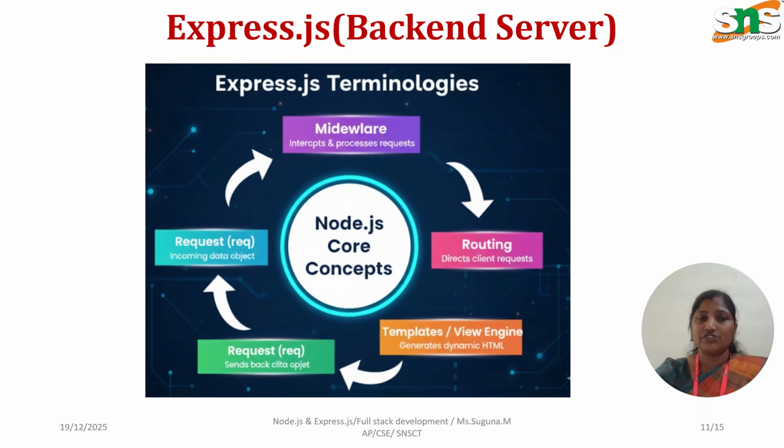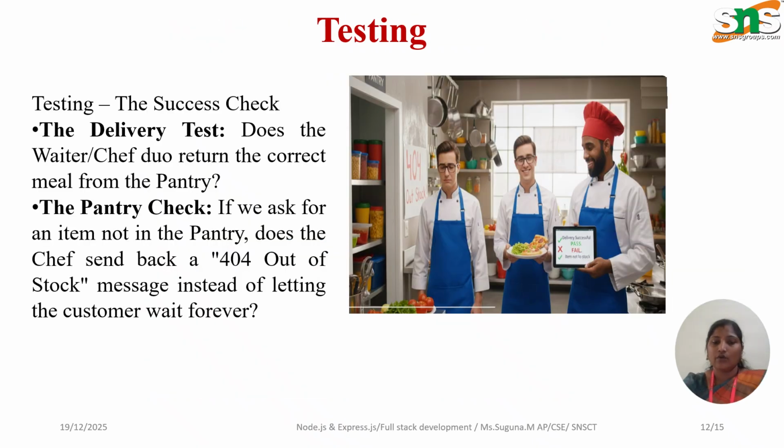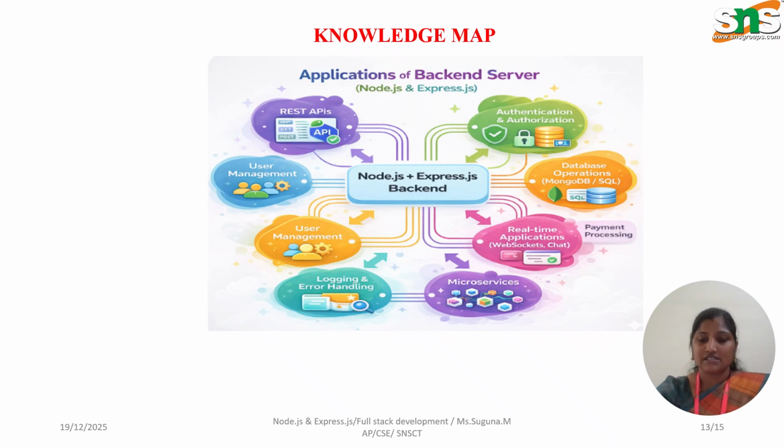Now we will just look at this diagram displaying Node.js and Express.js. Now when we move on to our testing part, we check: does the waiter receive the order correctly? Does the chef return the correct dish? And what happens if an item is not available in the pantry? If an item is unavailable, the chef sends a 404 error, which means it's out of stock. The user is informed clearly, which avoids confusion and improves the reliability of the application.